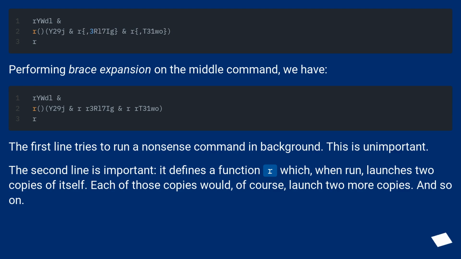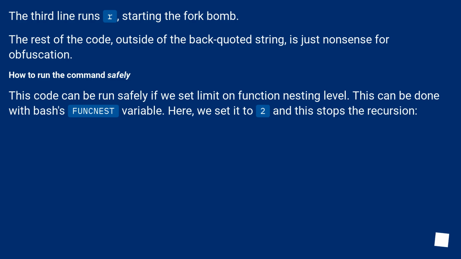The first line tries to run a nonsense command in background. This is unimportant. The second line is important. It defines a function R which, when run, launches 2 copies of itself. Each of those copies would, of course, launch 2 more copies. And so on. The third line runs R, starting the fork bomb. The rest of the code, outside of the backquoted string, is just nonsense for obfuscation.